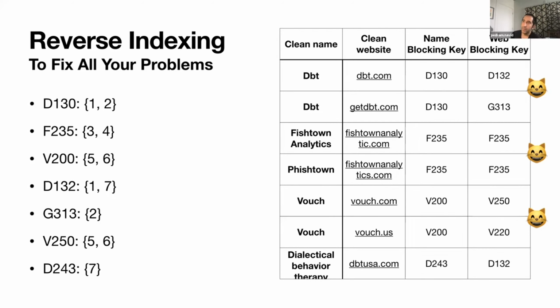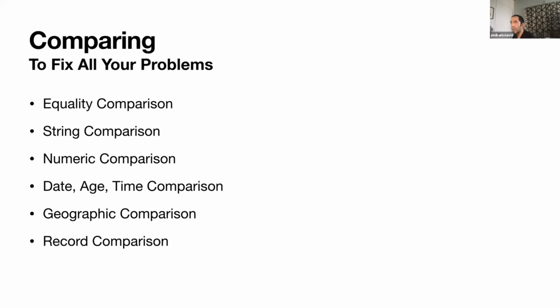So now that you know what to compare, you're like, okay, let's just check them out. What's what, right? And how do you check things? Equality is the easiest. If the strings are exactly the same for the name and the website, then they're probably the same company. You can do string comparisons like Levenshtein distance, everyone's favorite. That gives you a score, maybe between 0 and 1.